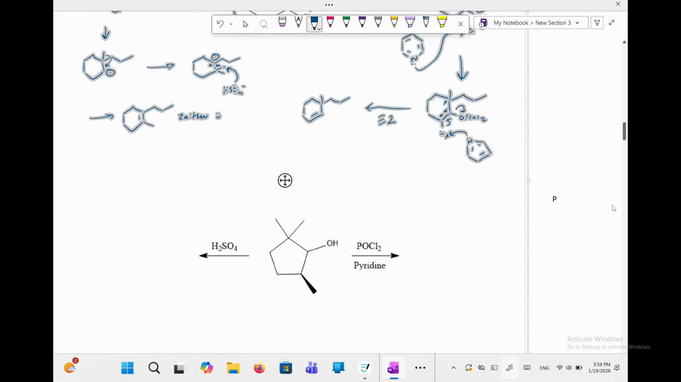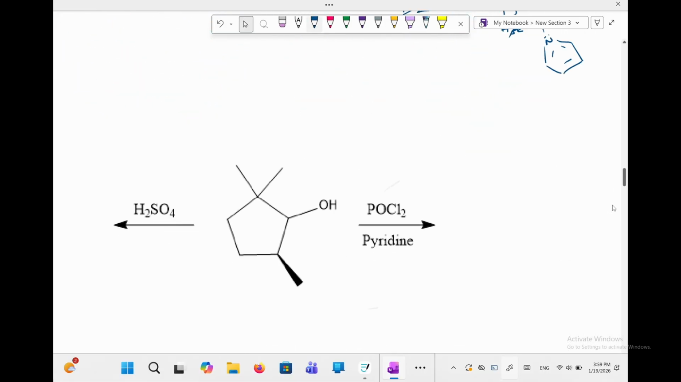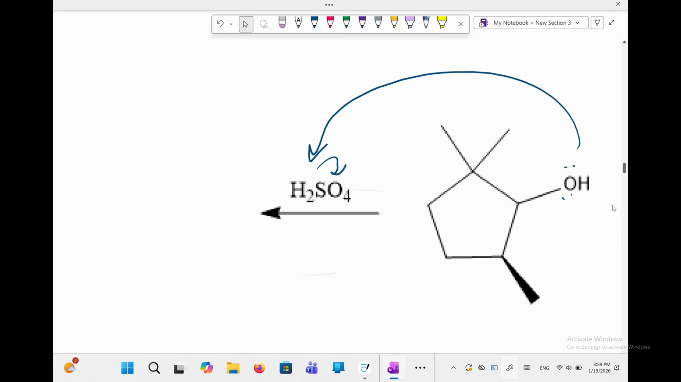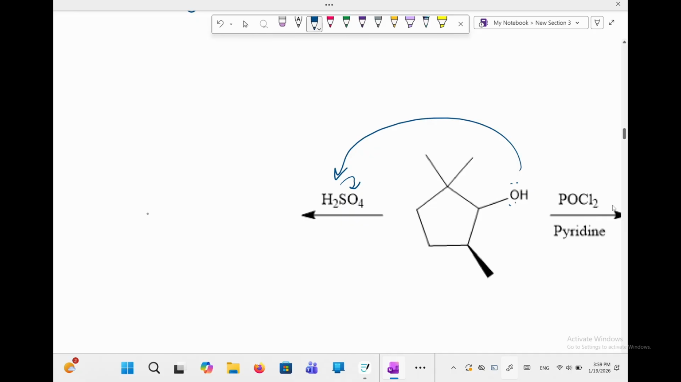So very quickly, when we replicate what happened above, the alcohol is going to deprotonate the sulfuric acid and form water.